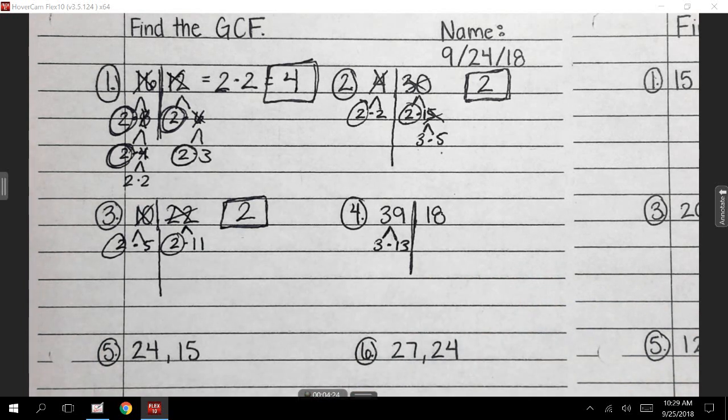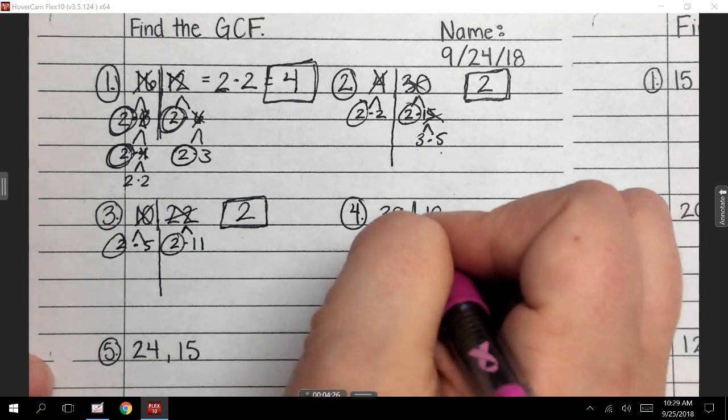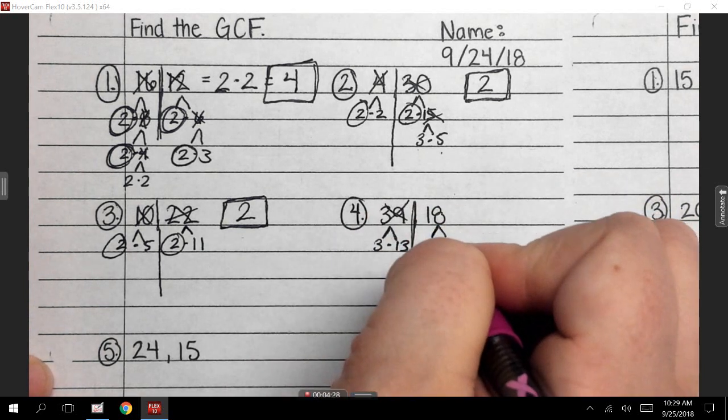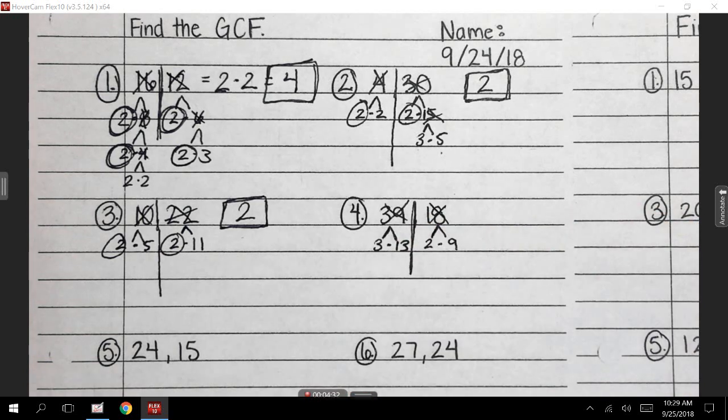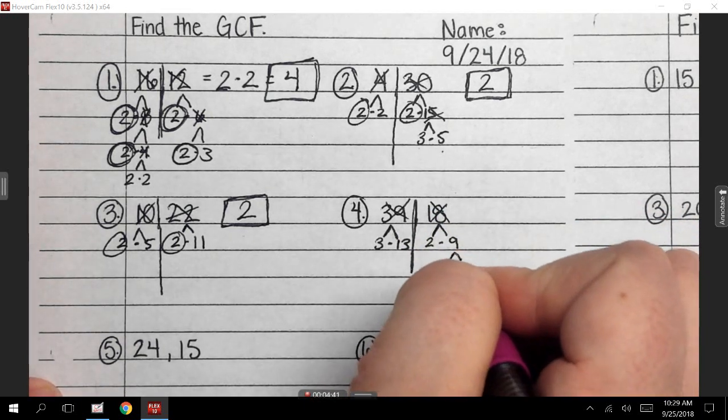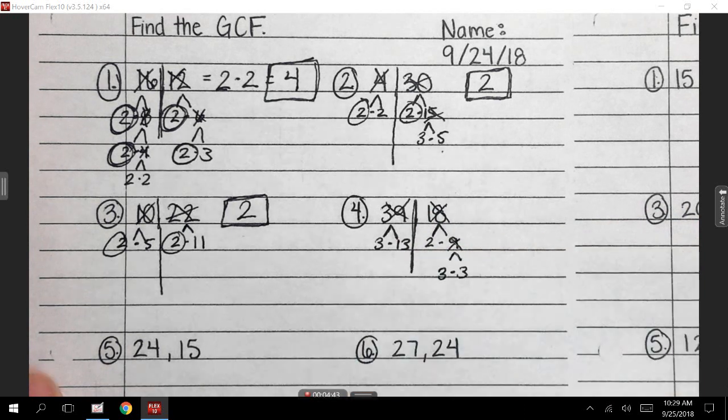Now, can I split 3 and 13? No. All right, 18 we can split. I've seen a lot of people put 2 times 9 here. So I'm going to use that because this is where I've seen mistakes. And then people will just leave that 9 and think, oh, 9 is prime. 9's not prime. What can 9 split into? 3 times 3.